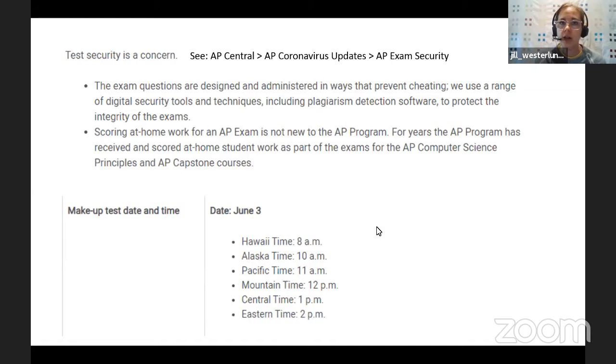Test security is obviously something that College Board has spent a lot of time thinking through and figuring out. I've put the link in there. It's not really a link, but I've given you the path. You're going to go to AP Central Coronavirus Updates, and then there's a whole section on exam security. What I need you to plan right now for is you're going to do your own work, and you're going to do the best work, and you're going to manage your time, and you're going to turn it in.